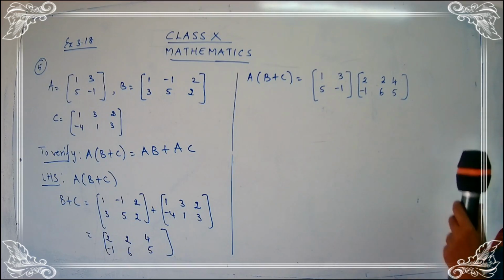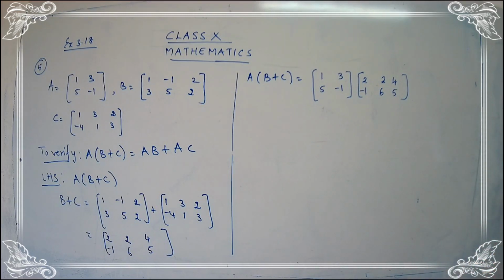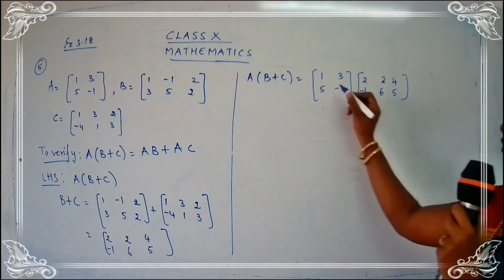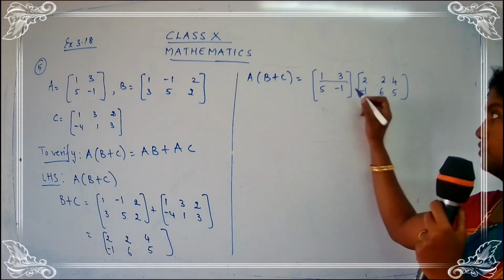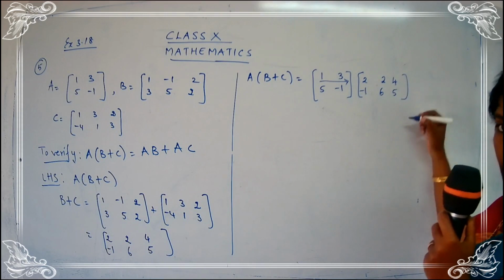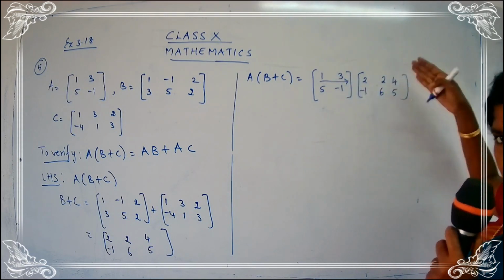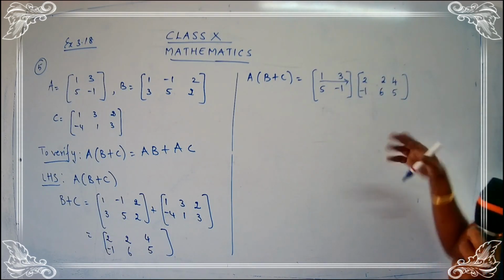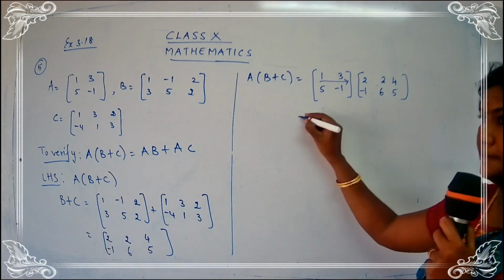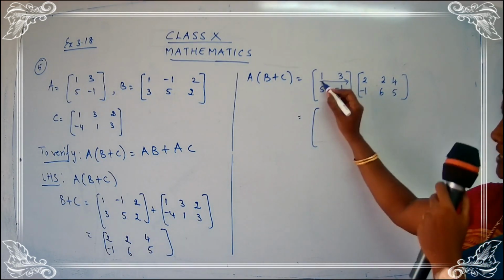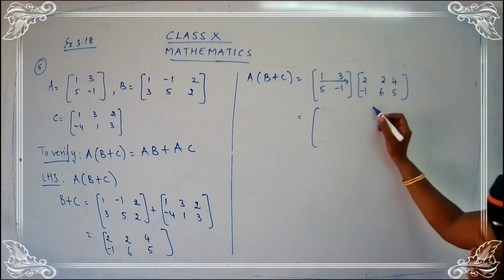2, 4, minus 1, 6, 5. Let's go for the matrix multiplication. So I am going to do the multiplication. I have told you to follow the row and the column. First you have to take the row and all the columns. First row, all the columns. Second row, all the columns. And you will get the answer. That's all. Very simple. So here, just see here, children, first row and the first column.